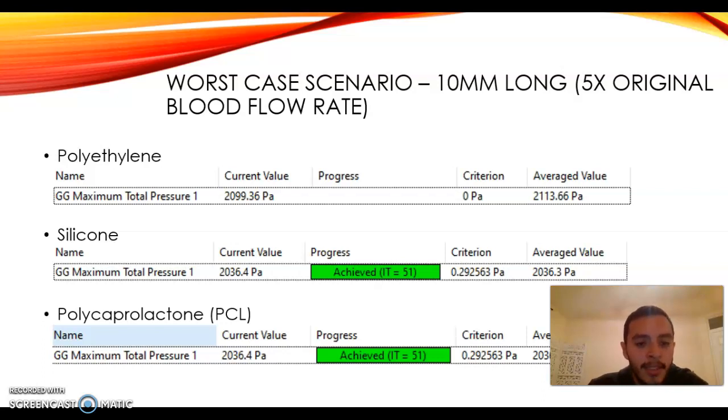As you can see, polyethylene had a new internal pressure of 2,099.36 pascals. Silicone experienced an internal pressure of 2,036.4 pascals, while the PCL experienced an internal pressure of 2,036.4 pascals. Looking at these results compared to the normal case results, the internal pressure rates are going to be fairly similar. So knowing this, we can make a conclusion with the expansion rate being fairly small for each of these worst case scenarios as well.